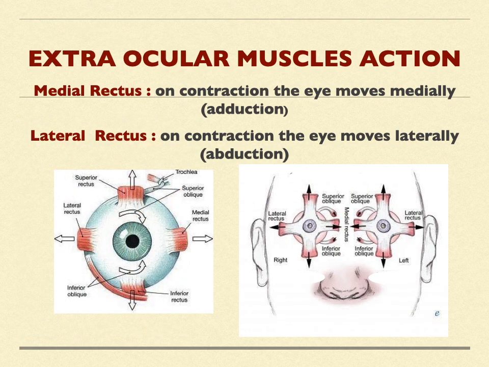Let's start with the medial and lateral recti, or medial rectus and lateral rectus muscles. The medial rectus, as we see in the figure here, is on the medial side of the globe, and when it contracts, it moves the globe medially. That's what we call adduction. The lateral rectus on contraction moves the eye laterally, which is called abduction. So these are two terms: medial adduction, lateral abduction. And this is when the muscle contracts.